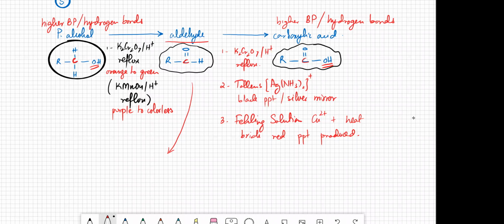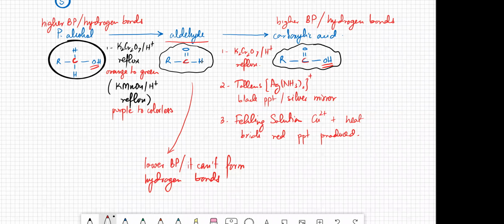The middle one has a lower boiling point. So that means it can't form hydrogen bonds. That's the reason why it doesn't have them. For hydrogen bonding to happen, you want the O and H to be together, which are not together in this case.